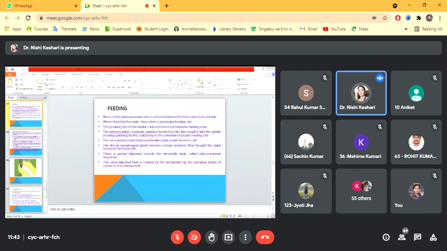So the growing tips of the feeder roots are the most favored feeding sites. Growing tips means they are very soft, and the cells are multiplying there. So these are the favored feeding sites of most of the nematodes. The tactoreceptors, that is the cephalic papillae, coupled with the gentle probing by the stylet, help in the selection of the proper feeding site.